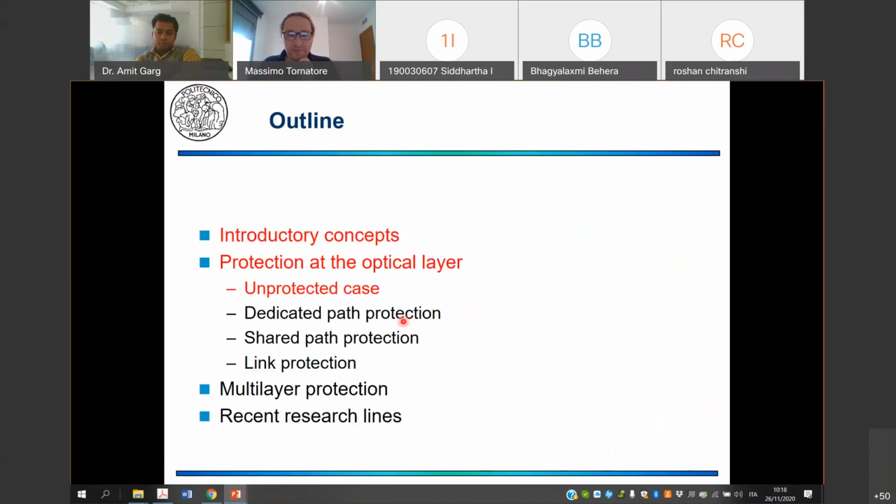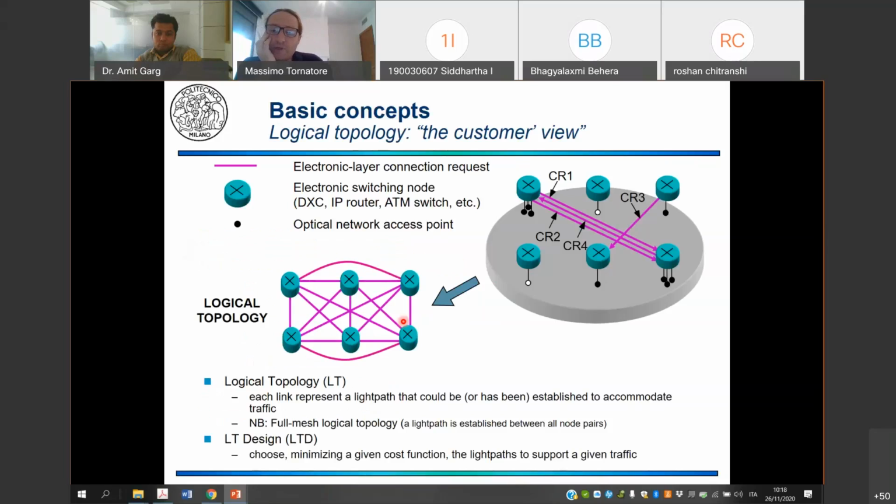Okay, so in the context of optical networks, we want to concentrate our attention in this class on protection. But again, I need to introduce some preliminary concept in the unprotected case in order to show the importance of protection later. So when we talk about problems of resource allocation in optical networks, it is important to divide two high-level concepts, the logical topology versus the physical topology?